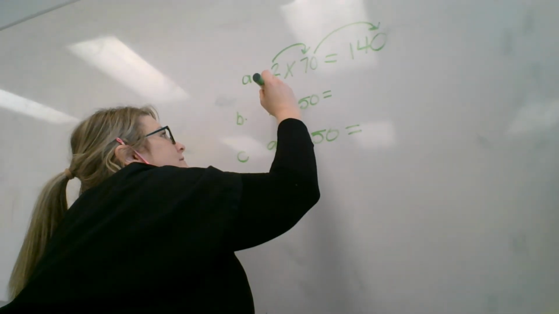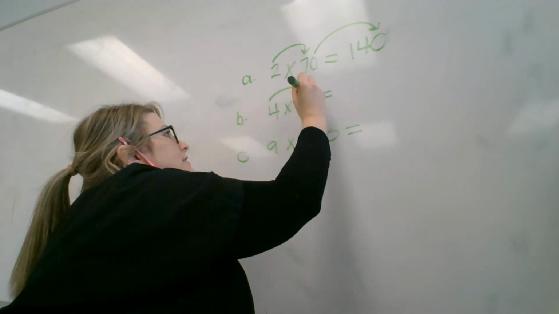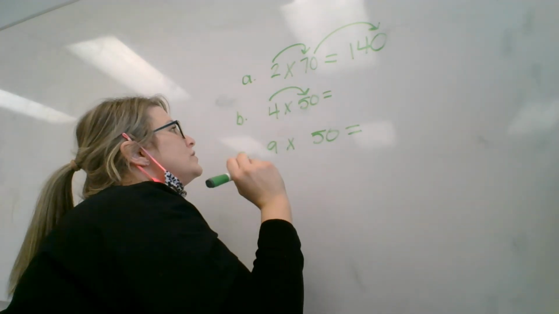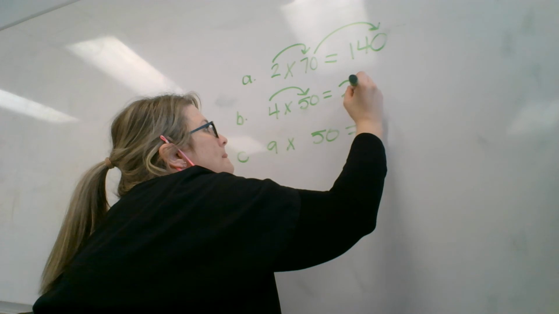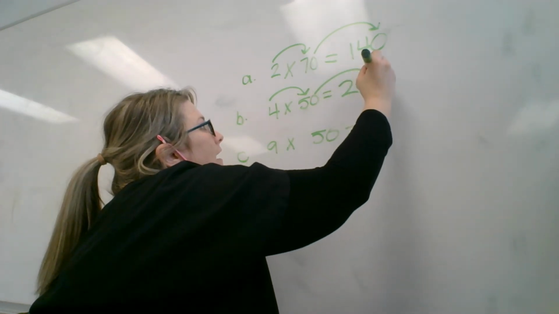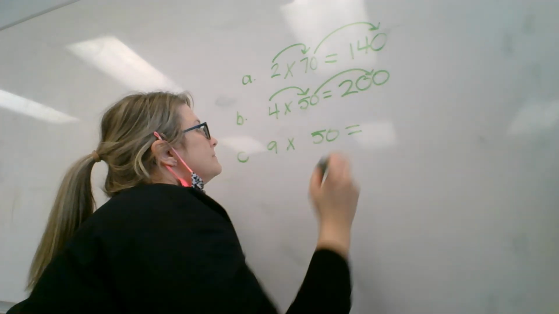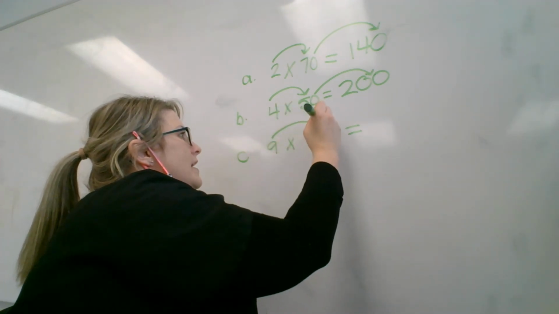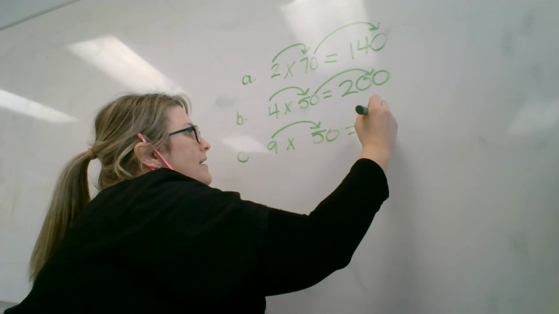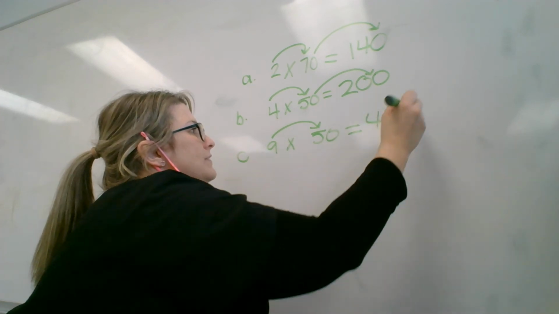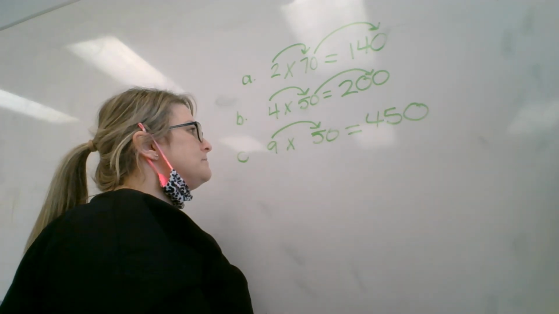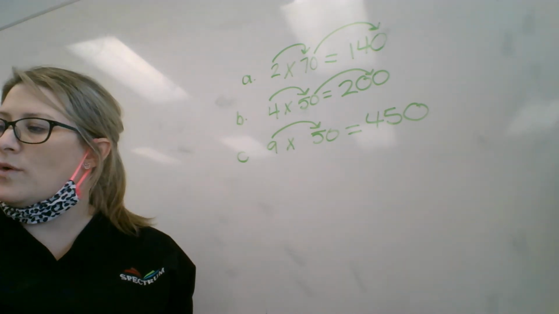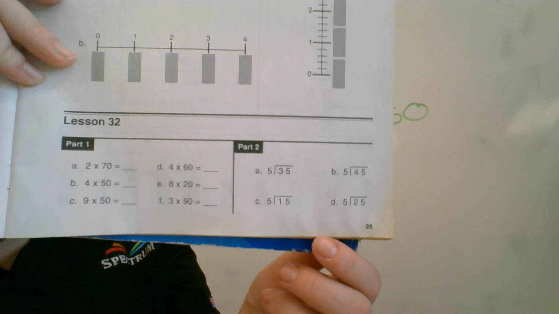The next one, I'm adding 4 times 5, which is 20. Now I add the 0. Next, 9 times 5, 45. Add the 0. Okay, go ahead and complete D, E, and F on your own. You can pause.